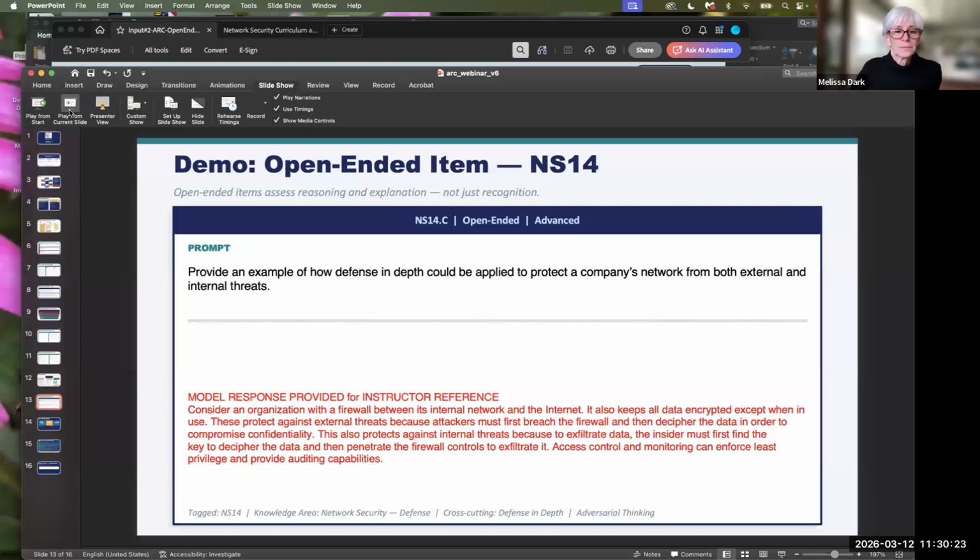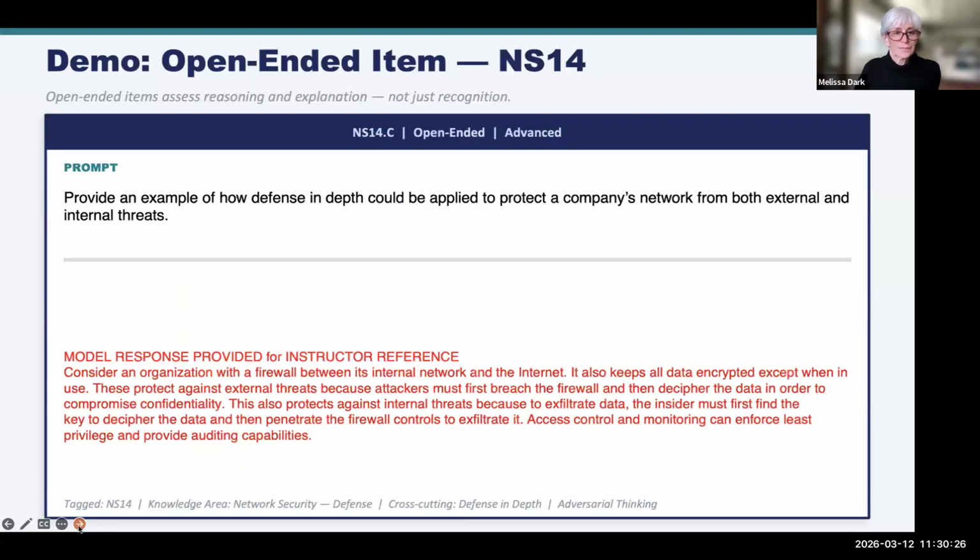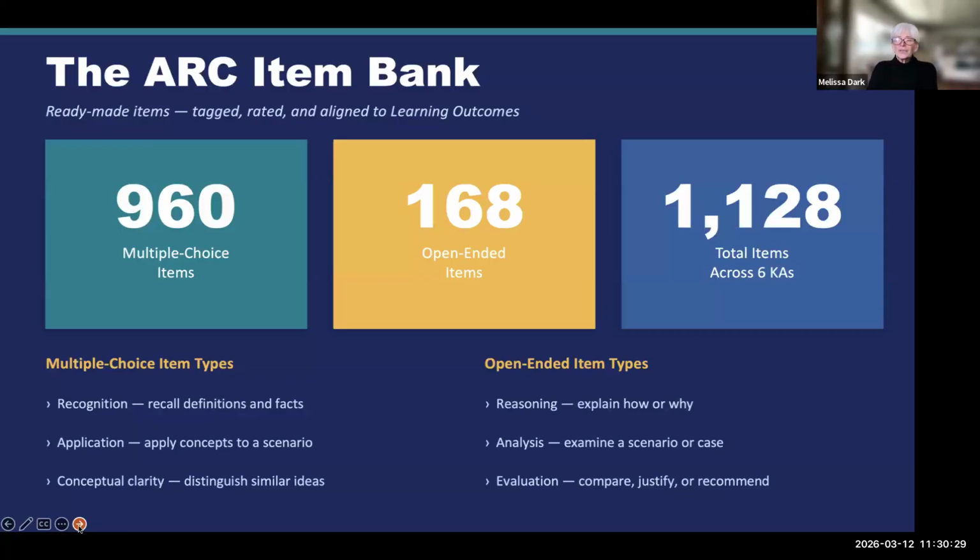So, altogether, you already know this, ARC has 1,128 total items, 960 are multiple choice. The multiple choice items tend to test recognition, application, and conceptual understanding, whereas the open-ended items tend to test reasoning, analysis, and evaluation. The multiple choice items tend to be basic to intermediate, and the open-ended items tend to be intermediate to advanced. And I'm sure that makes sense to you.